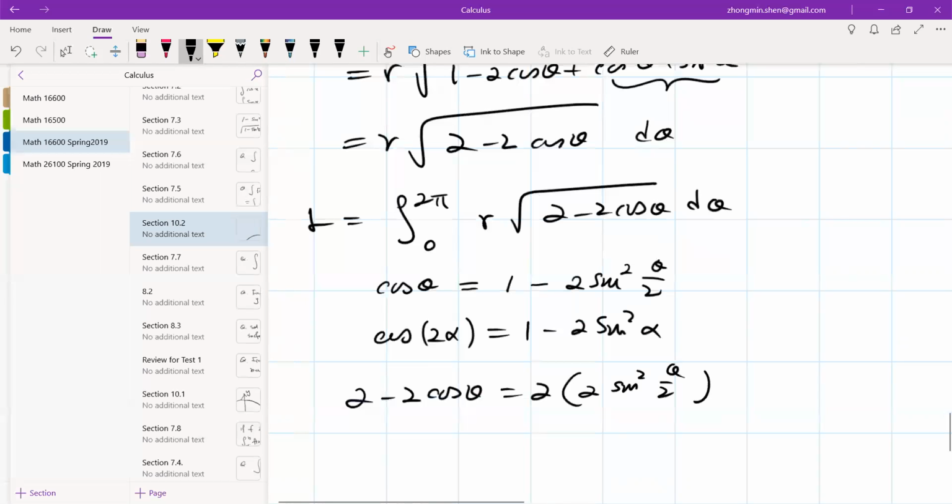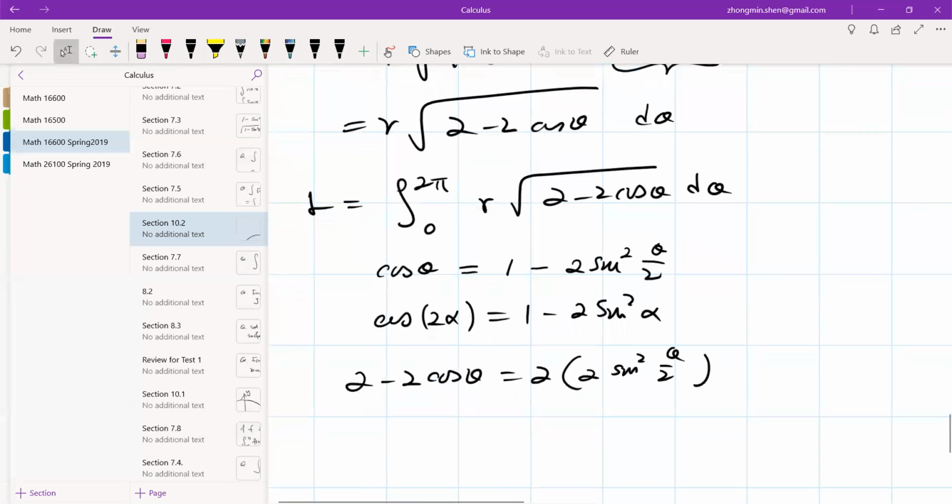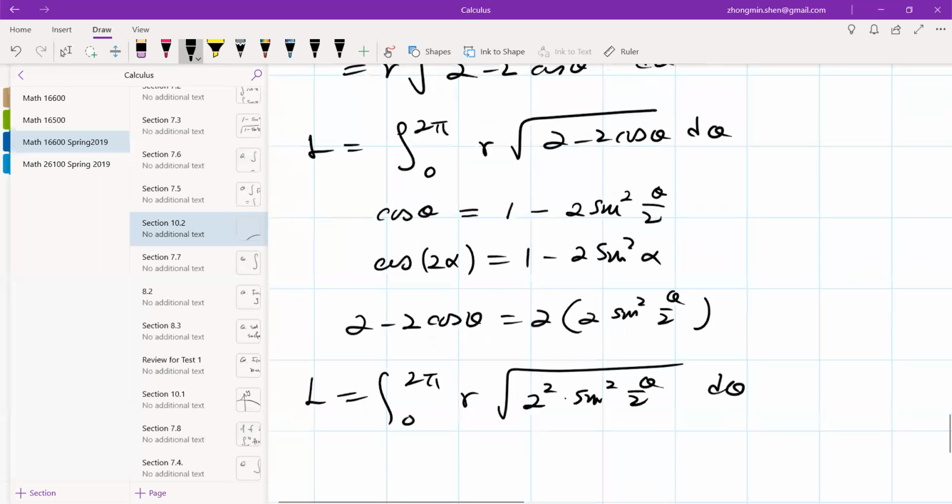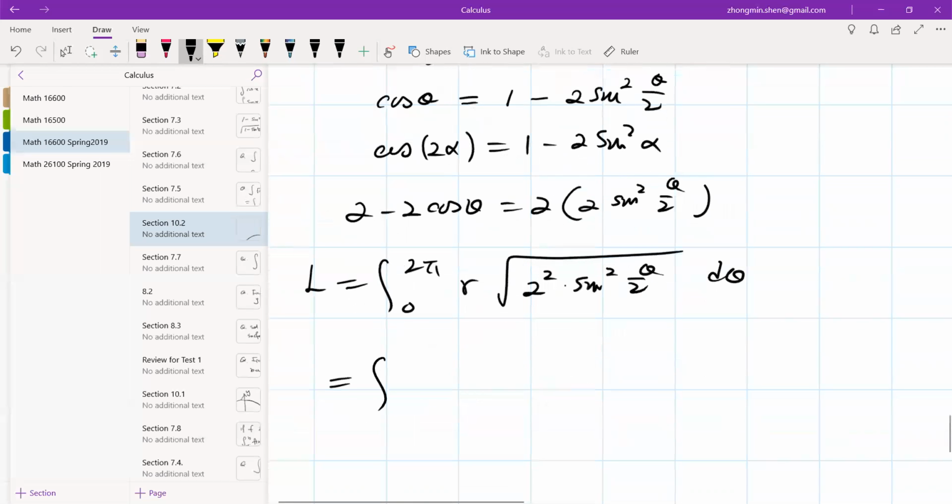Yeah, 1 minus cosine theta is going to be 2 sine squared. So it's going to be 2 sine squared. Okay, great. So L equals the integral of R times the square root of 2 sine squared of half theta d theta. Then you get rid of the square root, and be careful whether sine half of theta is going to be positive or not.